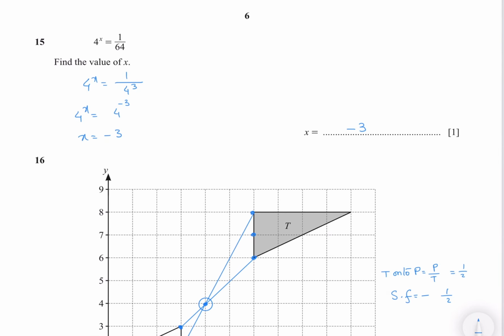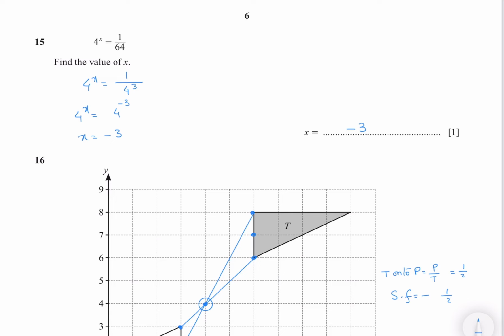Question number 15, 4 power x equals 1 over 64. This is a simple question. 4 power x is equal to 1 over 4 power 3, since 64 is 4 power 3. Bring 4 power 3 up to the numerator, so it will be in negative indices: 4 power x equals 4 power minus 3. The bases are the same at either end of the equals sign, so the power would be your answer. So x is equal to minus 3.